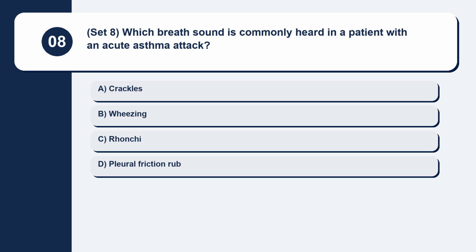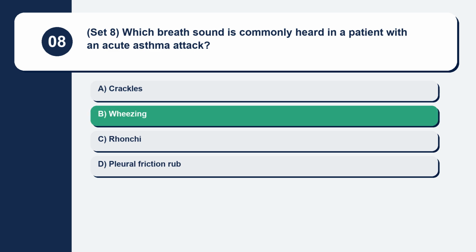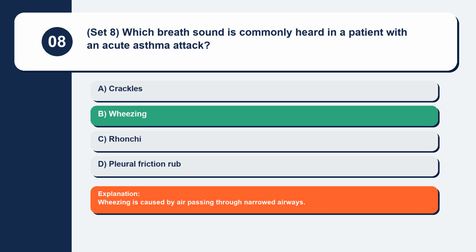Question 8. Set 8. Which breath sound is commonly heard in a patient with an acute asthma attack? Crackles, wheezing, rhonchi, pleural friction rub. Wheezing is caused by air passing through narrowed airways.